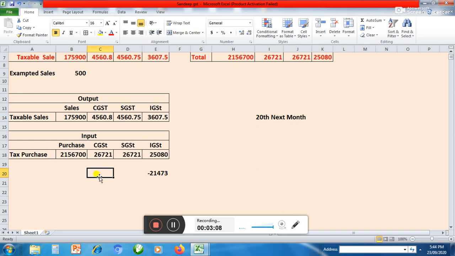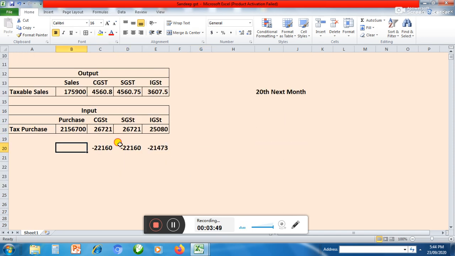Similarly, I will do this for CGST also. Output minus input. Here we are getting a positive sign. Again, negative signs. Okay, so output minus input. Now see, all negative. Remember, when all negative comes, that means we don't have to pay this tax to the government, because we have already paid more tax to the government. Okay, clear? I'll change this output just to explain. As per this calculation, right now we don't have to pay this tax to the government.